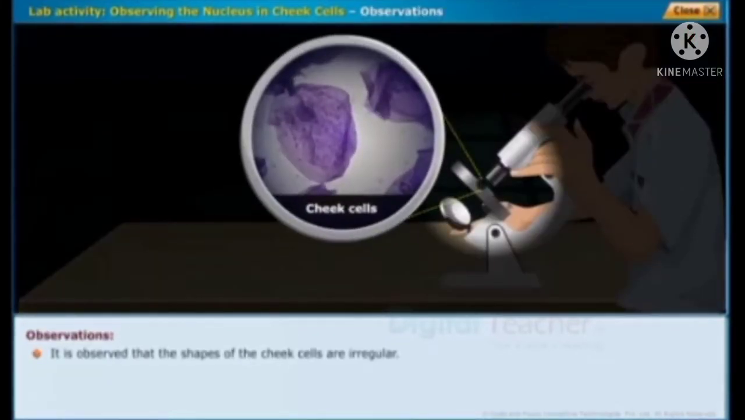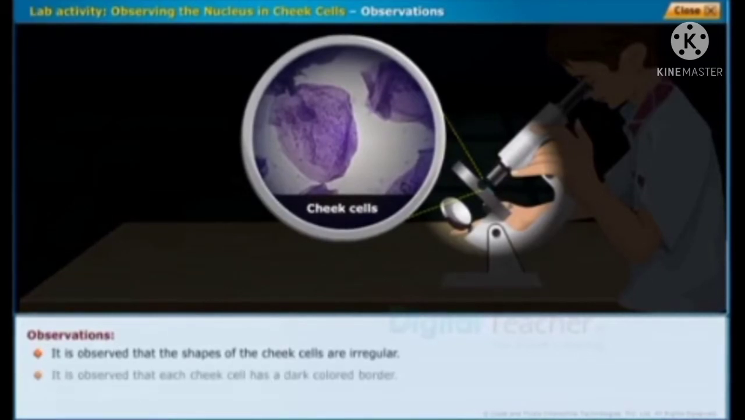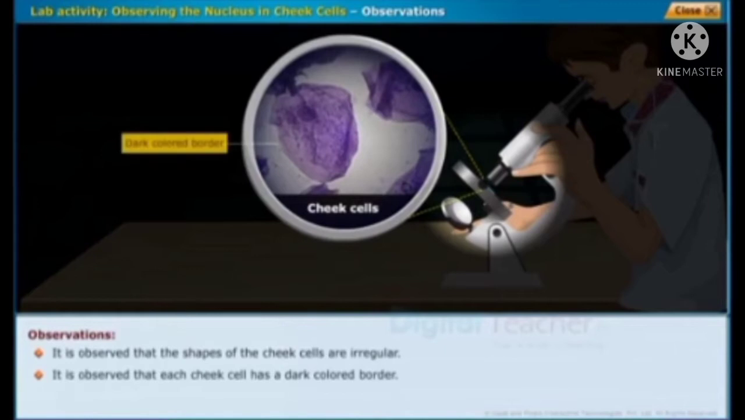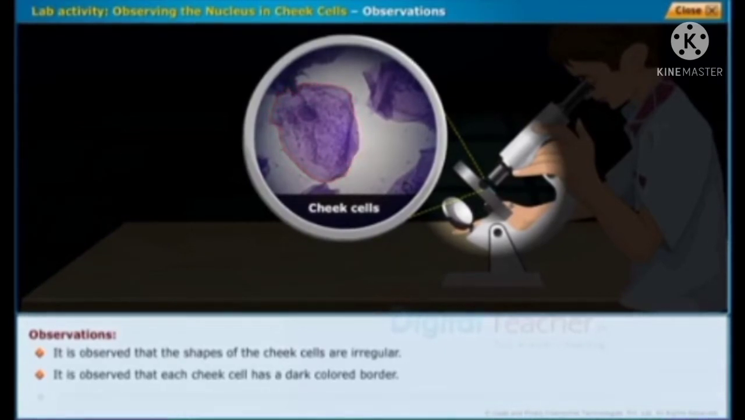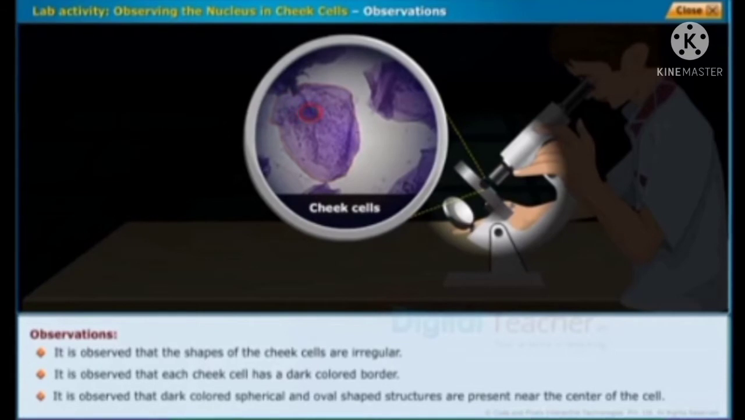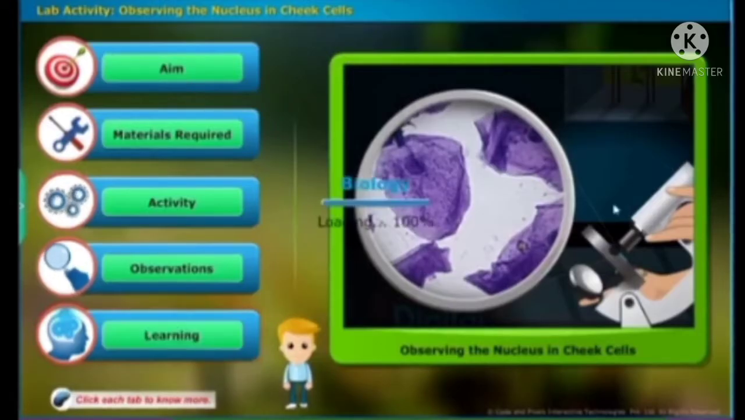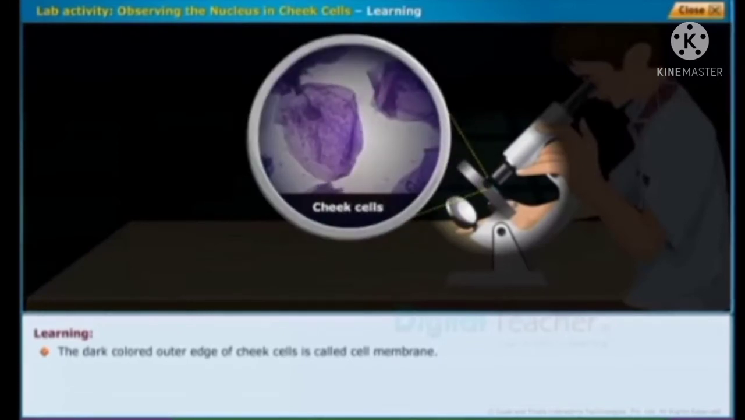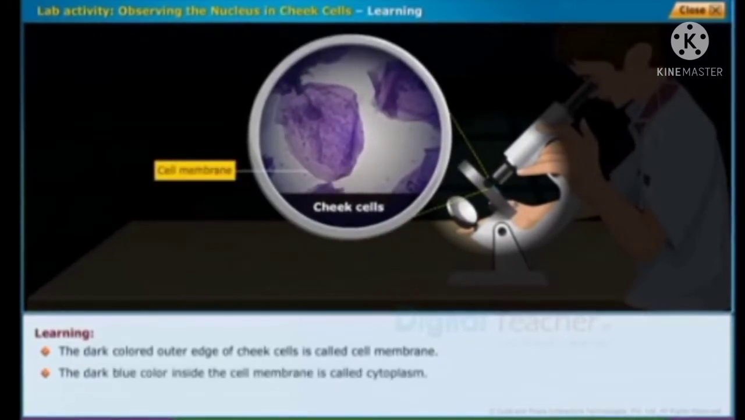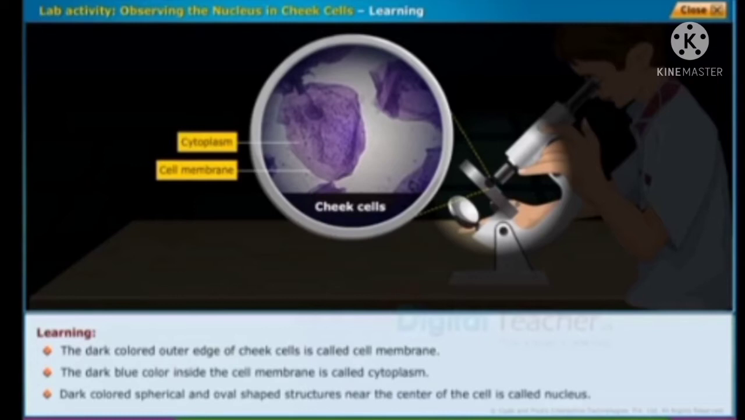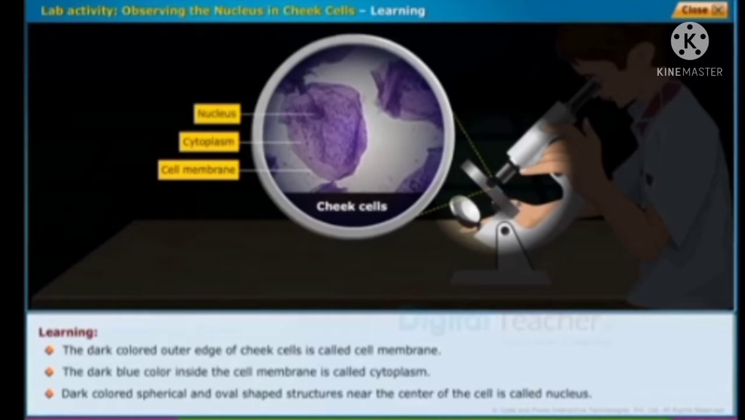Now coming to the observations, it is observed that the shapes of the cheek cells are irregular. Each cheek cell has a dark colored border. Dark colored spherical and oval shaped structures are present near the center of the cell. Now coming to learning. By doing this activity, we learned that the dark colored outer edge of cheek cells is called the cell membrane. The dark blue color inside the cell membrane is called cytoplasm. The dark colored spherical and oval shaped structures near the center of the cell is the nucleus.